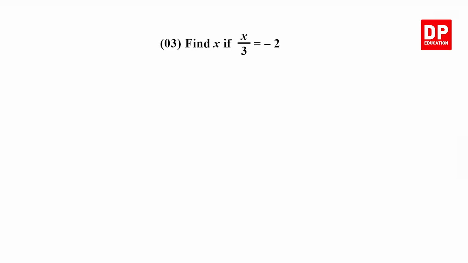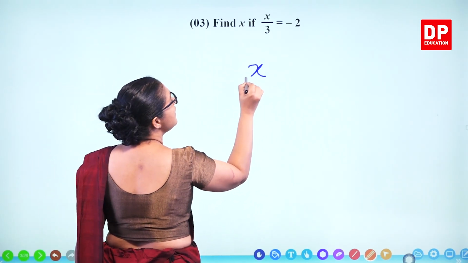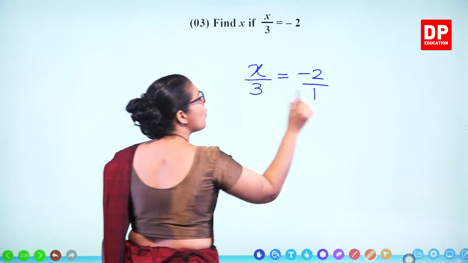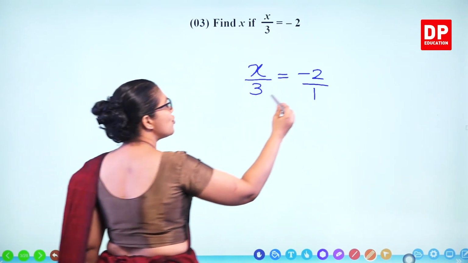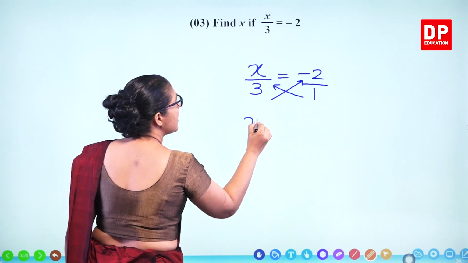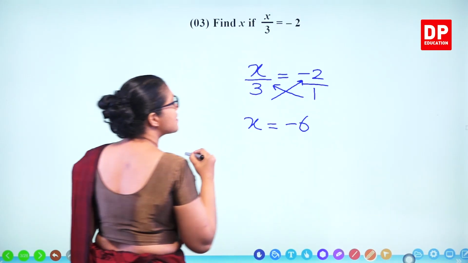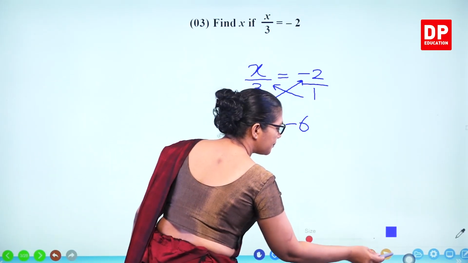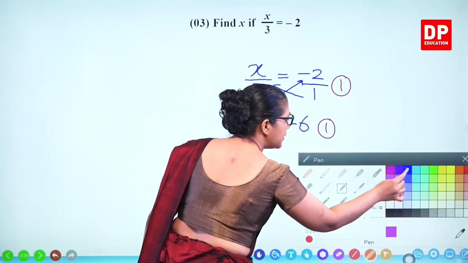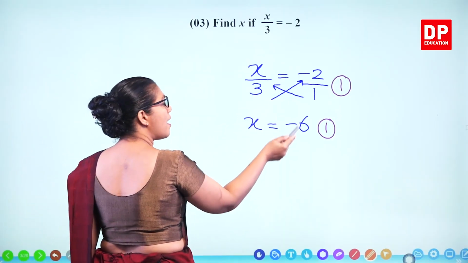Question number 3. Find x. This is a simple linear equation. x over 3 equals minus 2. Think of this as minus 2 over 1. What you do is cross multiply. x times 1 is x, and 3 times minus 2 gives you minus 6. So 2 marks: 1 mark for the answer and 1 mark for the method. Make sure that you write the method, so at least you get 1 mark if the answer is wrong.